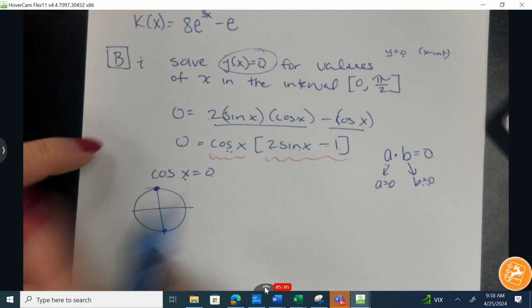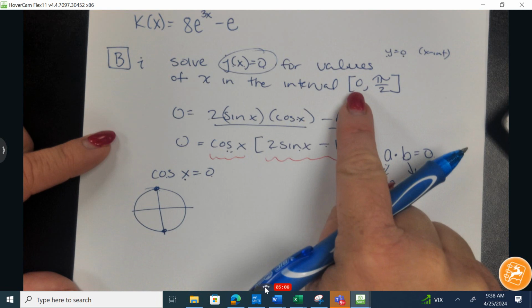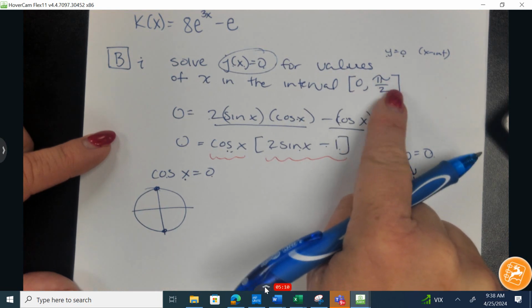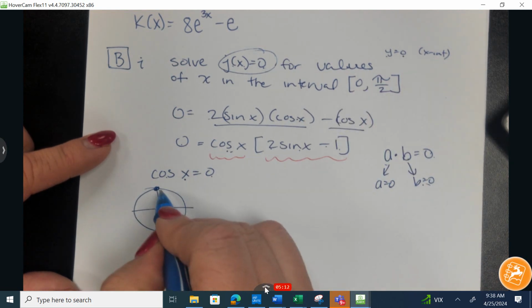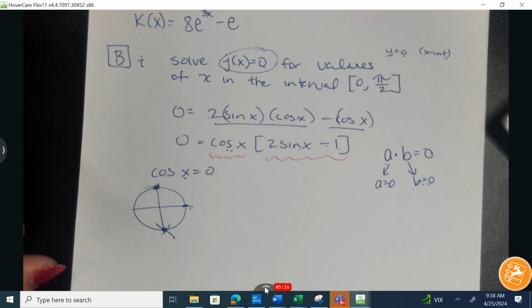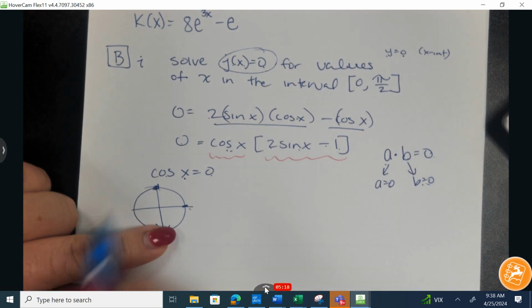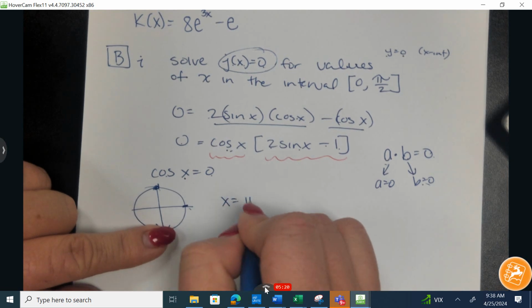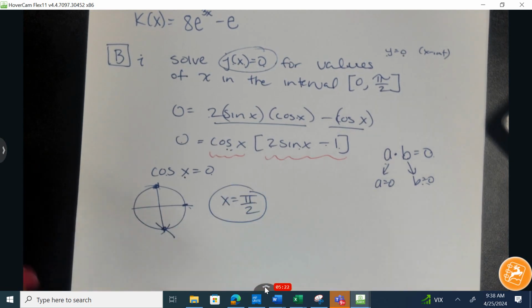But it states that we only want to find the values that are between 0 and pi over 2, including those endpoints. So that would be from here up to here, including the endpoints. That means that we can eliminate 3 pi over 2 and only have one answer of pi over 2. Let's do the next part.